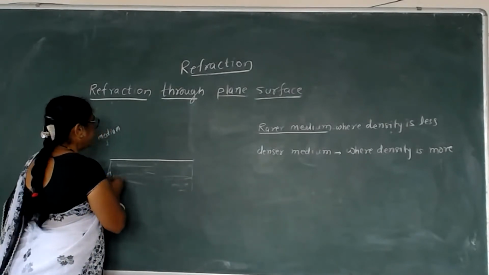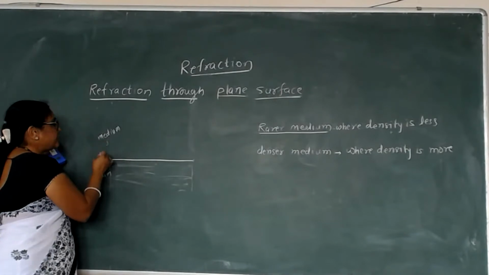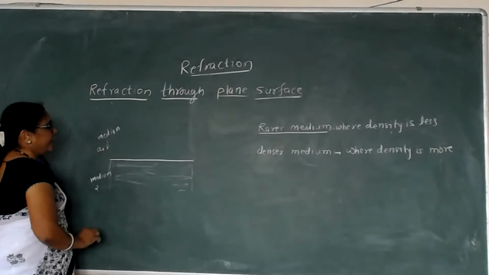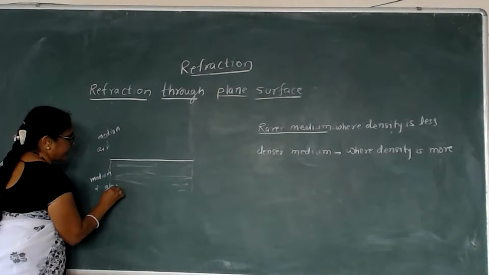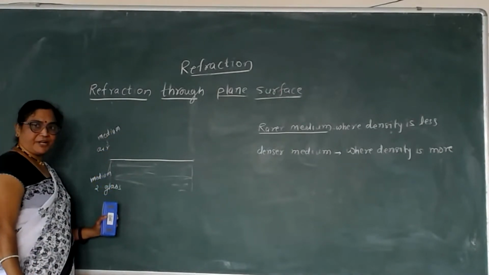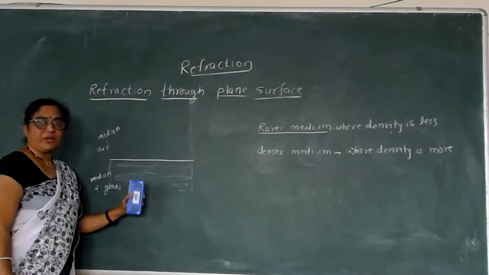So here, if we compare the two media, suppose this is the first medium, which is a rarer medium, say an air medium, and suppose this is another medium, say glass. This is a rarer medium and this is a denser medium. The ray of light passes from air to glass.